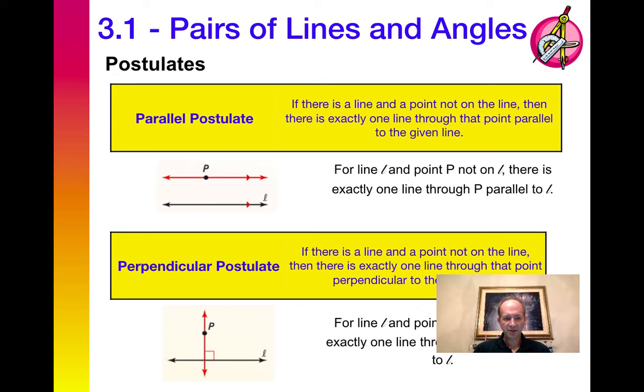The perpendicular postulate says that if there's a line and a point that's not on the line, then there's exactly one line that's perpendicular that goes through that point and through the original line. So for the parallel postulate, we're talking about a parallel line going through a point, and for the perpendicular postulate, we're talking about a perpendicular line going through that same point.